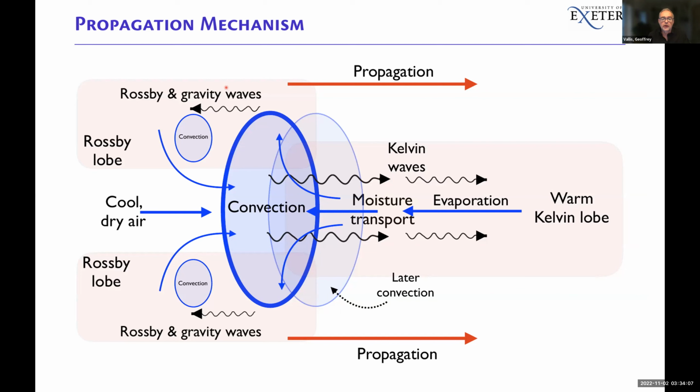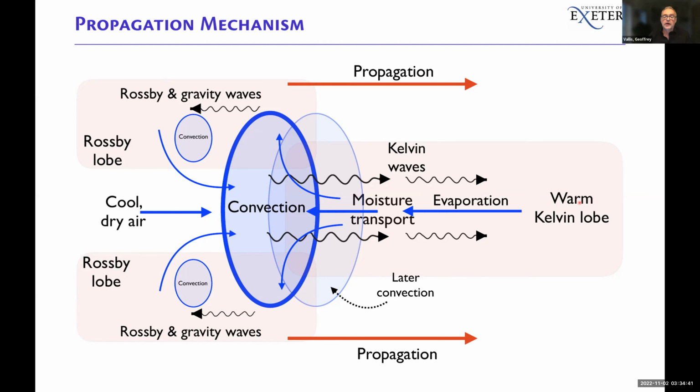But I guess what is going on is encapsulated in this diagram. So what we are supposing is that we have convection here. Let's suppose initially, for whatever reason, we have a pattern of convection here, which is where this dark blue oval is. Convection releases heat. It generates this Gill pattern. So you have a Kelvin lobe off here to the east, and you have a couple of Rossby lobes off here on either side of it.